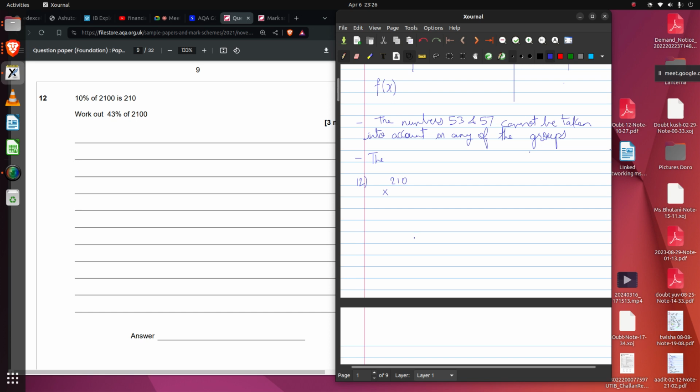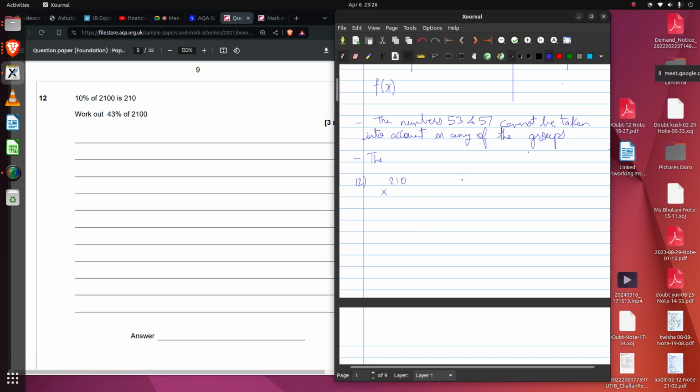What to do? You can just simplify like 43 over 100 times 2100. But they have already given you a hint, no? If 10% is 210, how much would be 43%? That is your hint. I got 903. 903. Yeah.